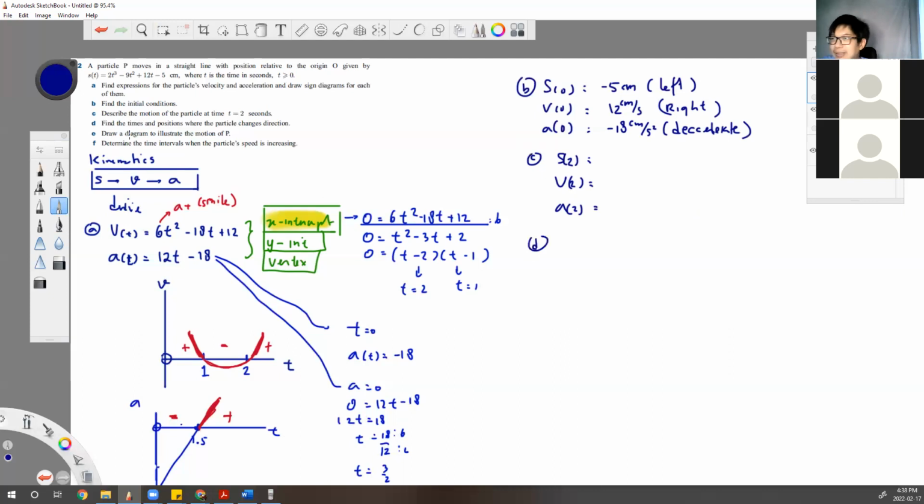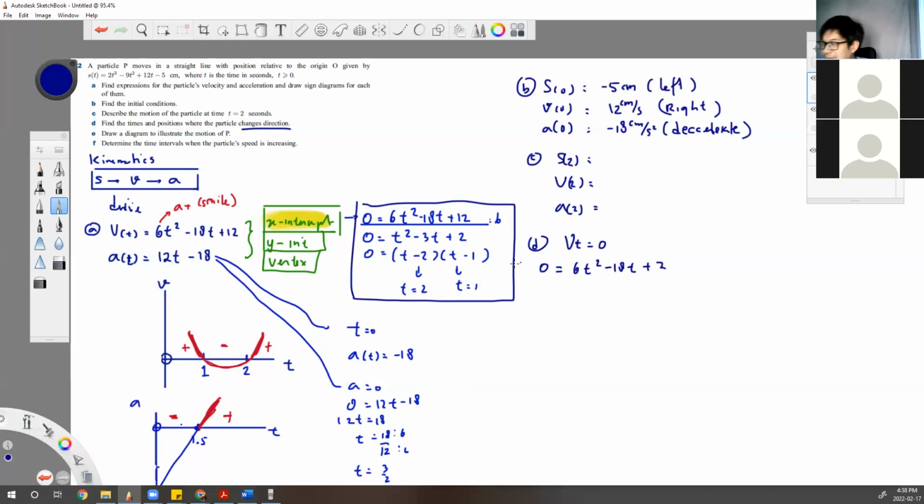D, find the times and positions where the particle changes direction. This is the clue: when it changes direction, V(t) equals 0. Not V0, careful. V(t) equals 0, so 0 equals 6t squared minus 18t plus 12. We already did this previously with the sign diagram, so no need to do it one more time. So t equals 1 second or t equals 2 seconds. So it changes direction at 1 second and 2 seconds.